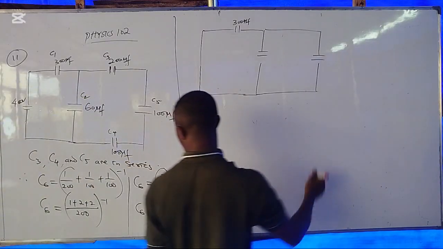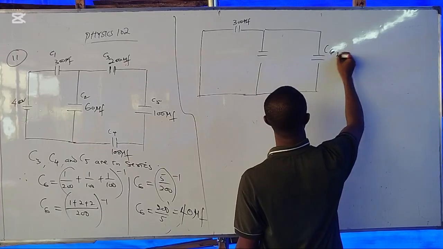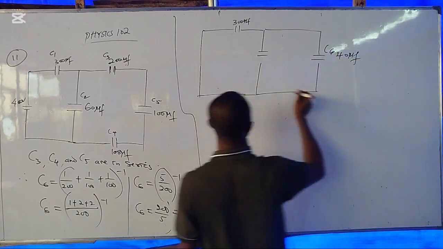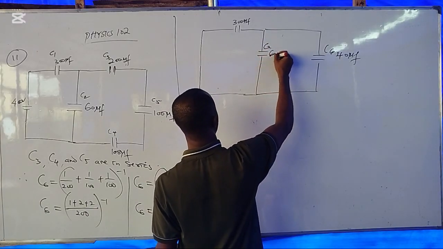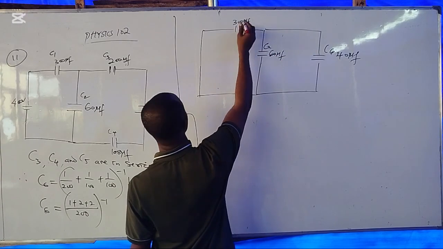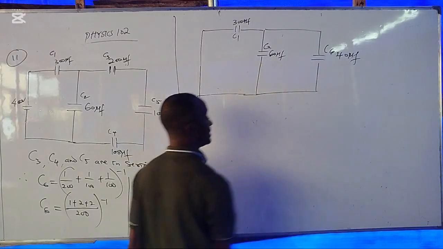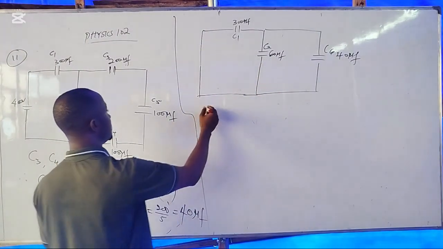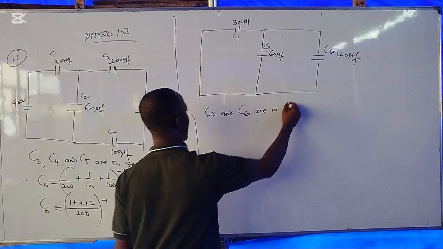So we call this our C6, right? And that was our 40 microfarad, right? What is here? This is our C2, which is 60 microfarad. This is C1, is it not? Now what do you notice? C2 and C6 are in parallel. C2 and C6 are in parallel.